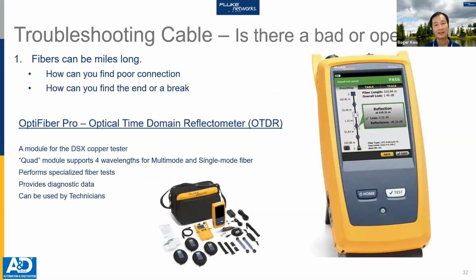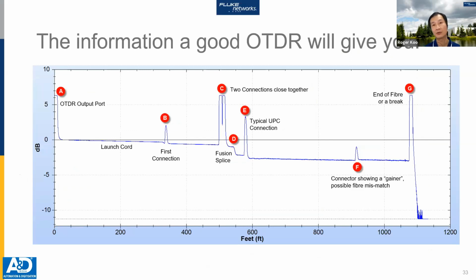Now, besides the fiber inspection, there is also the OTDR. Now, what does OTDR stand for? The Optical Time Domain Reflectometer. The purpose of an OTDR is to identify where the fault lies. Is it because of a poor connection, or is it because there's a break in a fiber? So this OTDR should be showing you a trace like this.